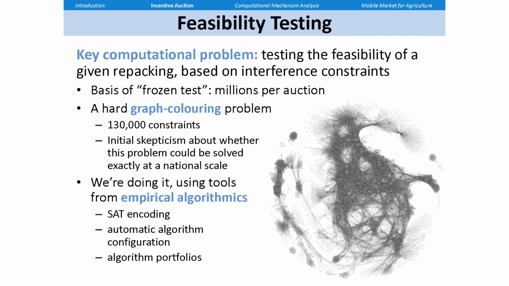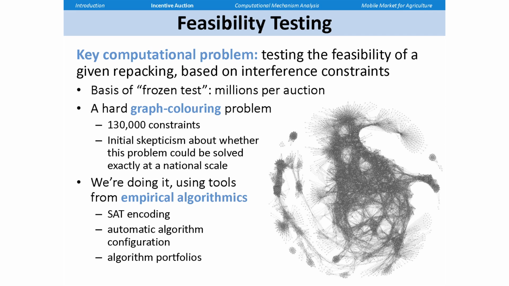So here we've got a graph coloring problem with 130,000 pairwise relationships between stations, something on the order of a couple of million actual constraints which speak about individual channels. And the FCC was initially pretty skeptical about whether this problem could be solved at a national scale, and they were doing a bunch of pretty hacky things to try to make the problem smaller. In the end, we're solving this problem exactly and at a national scale using some tools from empirical algorithmics. So I'll tell you a little bit about how we're doing that.